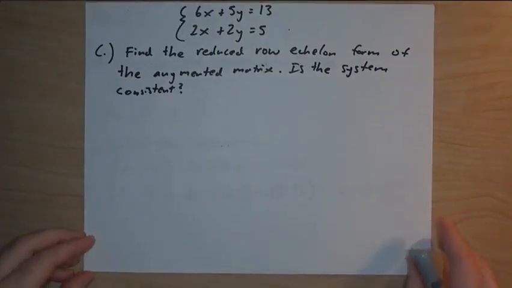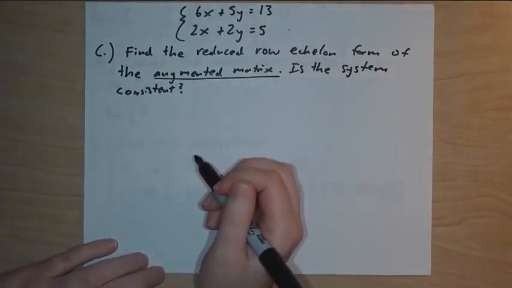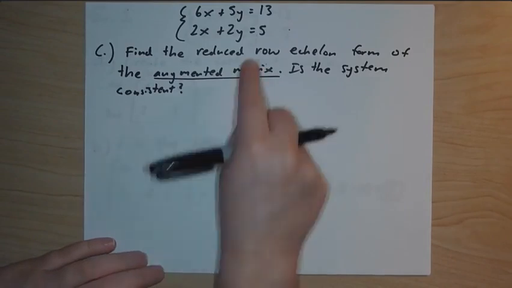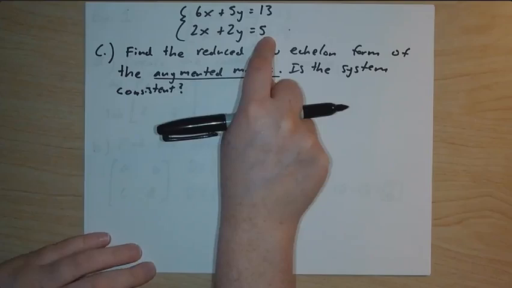Part C asks to find the reduced row echelon form of the augmented matrix. And then it asks, is the system consistent? So the first thing we want to do is find the augmented matrix. Previously we found the coefficient matrix where we ignored the right-hand side. In the augmented matrix we're going to include the right-hand side.